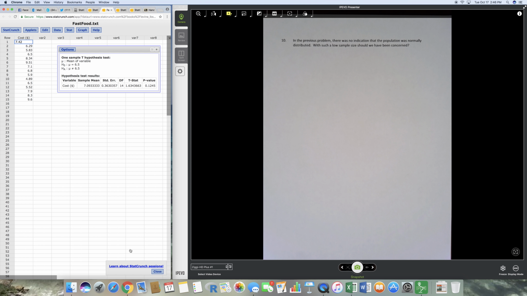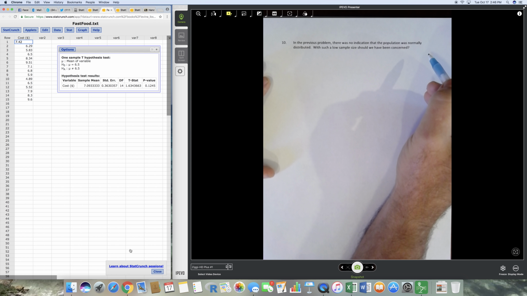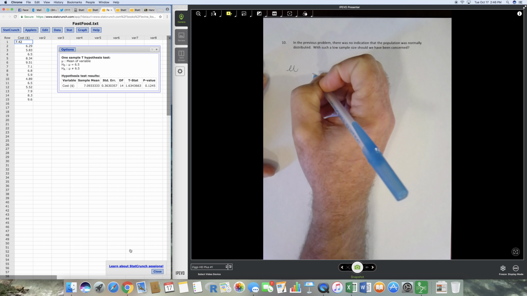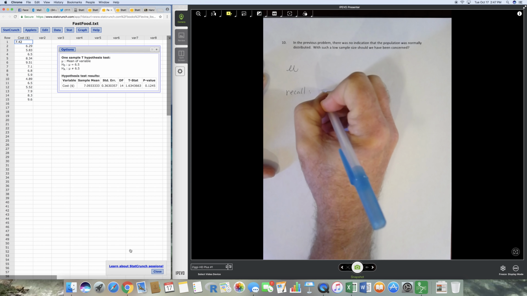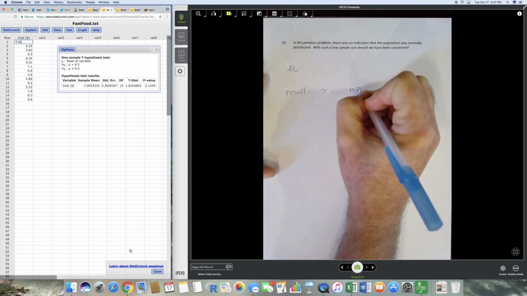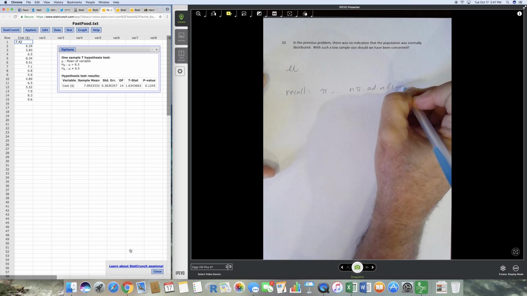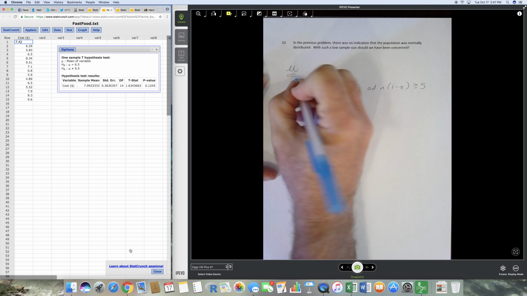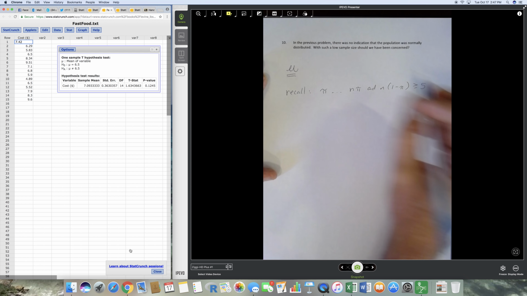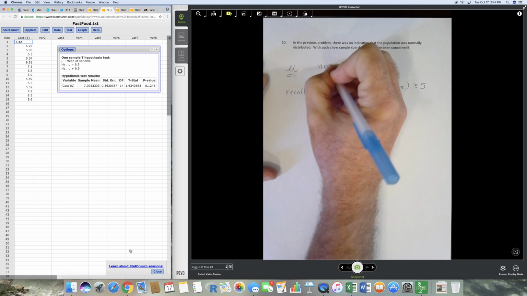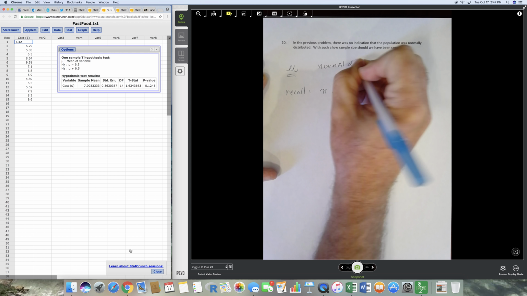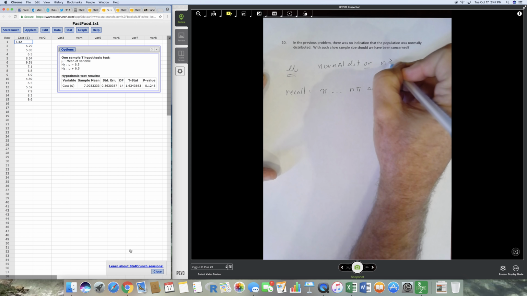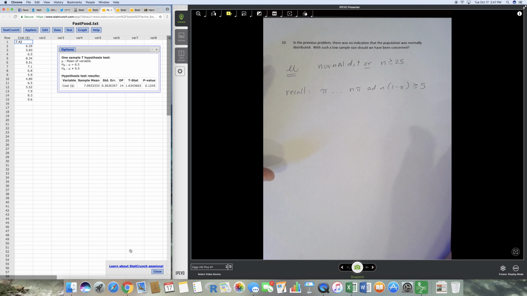All right, next question I just threw in. In the previous problem, there was no indication that the population was normally distributed. And when there's no indication that the population is normally distributed for a mu problem, now recall, for a p problem, we need n times p and n times 1 minus p to both be greater than or equal to 5. This is a different type of problem. This is an average problem. For this problem, we need a normal distribution, or we need our sample size to be 25 or larger.